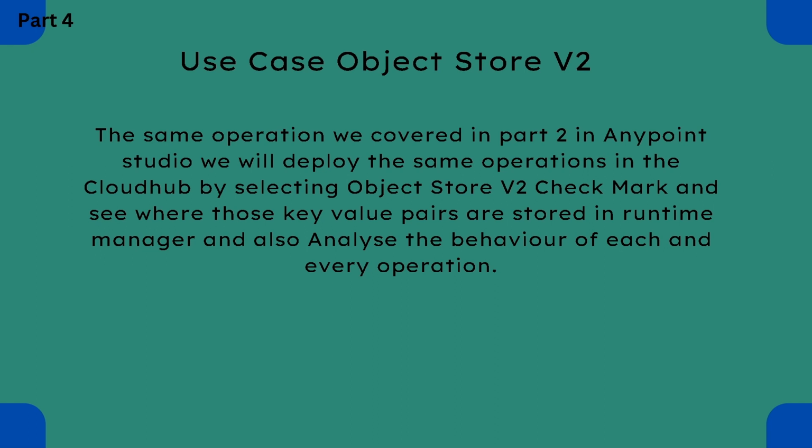We will create one custom Object Store configuration, define some configurations like max entries, TTL, and expiration interval, and use those same custom configurations and deploy our application to CloudHub with the Object Store V2 service enabled. But before directly jumping to CloudHub and deploying it, let me show you how the custom configurations behave in the Object Store V2 service. So let's move to the next slide.